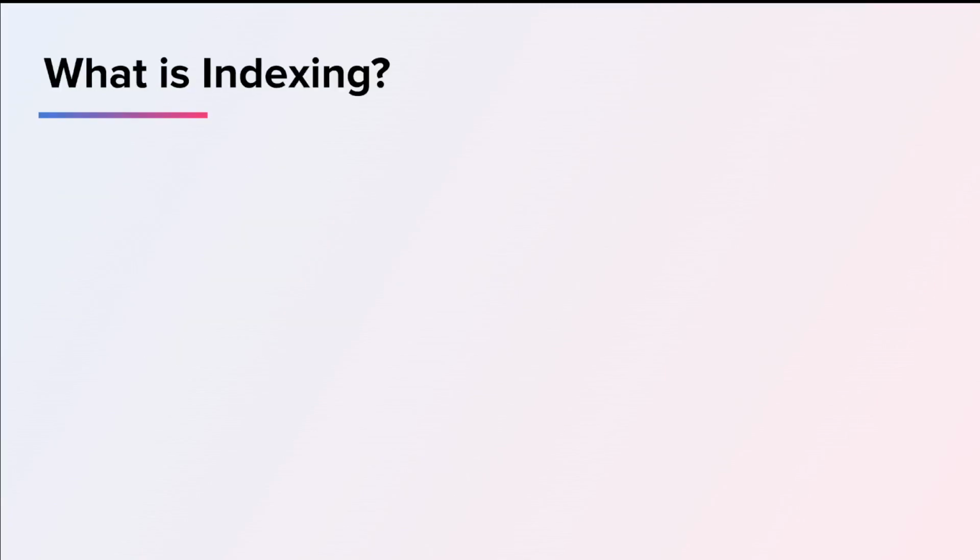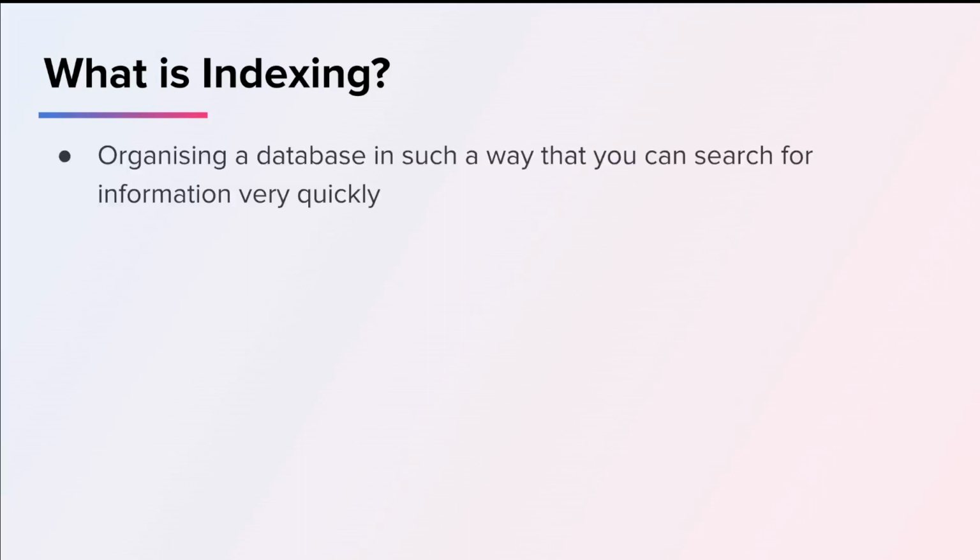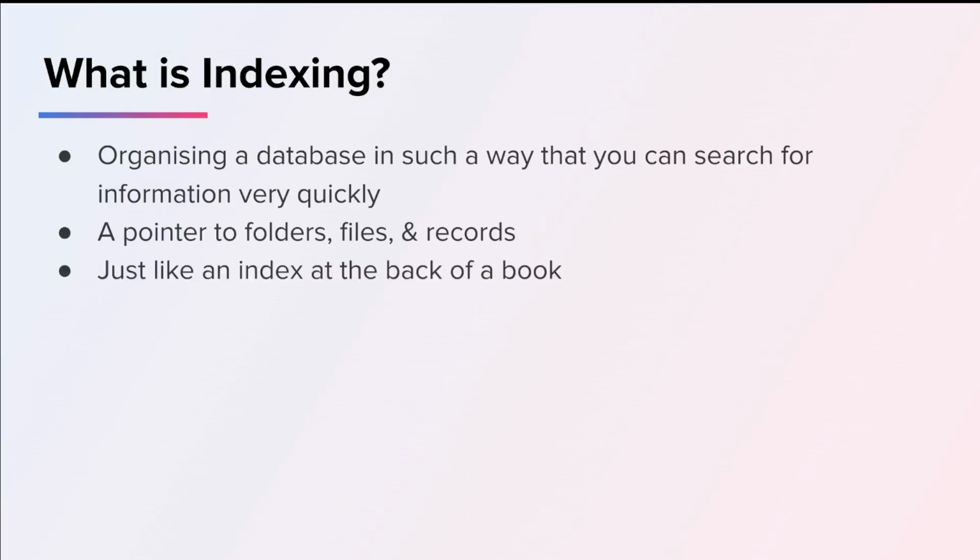The word indexing in computer science usually involves getting a database table organized in such a way that you can search for information very quickly. To be more exact, database tables are created to point to the location of folders, files, and records. Depending on the purpose, indexing identifies the location of resources based on file names, key data fields in a database record, or text within a file, for instance. It's exactly like how an index works at the back of a book. It allows you to jump straight to the information you are interested in very quickly.